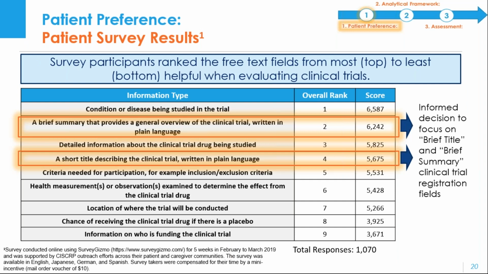And so here you can see the results, the survey participants ranked the free text fields in the registries which are most helpful when evaluating clinical trials. The two that we actually chose to focus on for our tool were the brief title and the brief summary, as we felt these gave us the biggest scope to actually improve the quality of data on the registries. They're very broad fields, and they give us a lot of scope to provide all the information that the patients want.